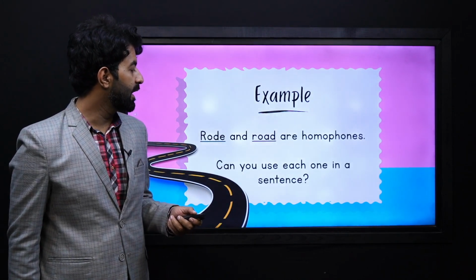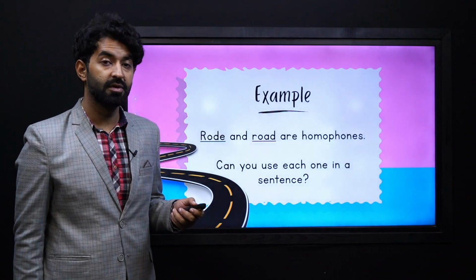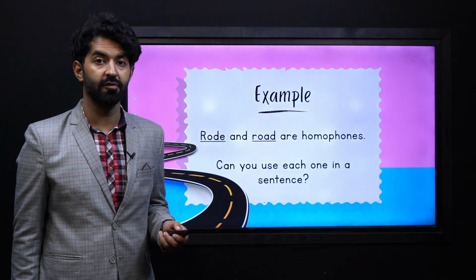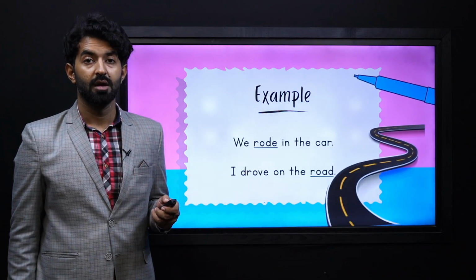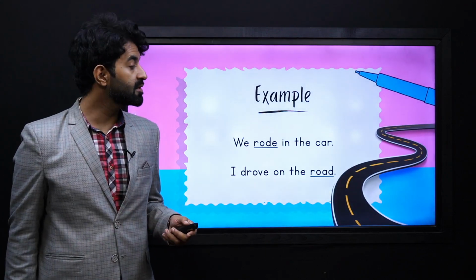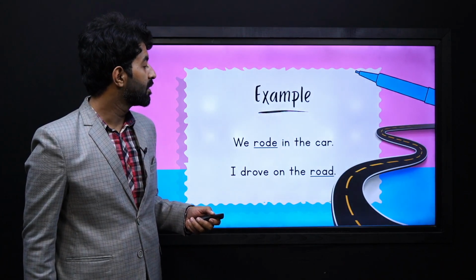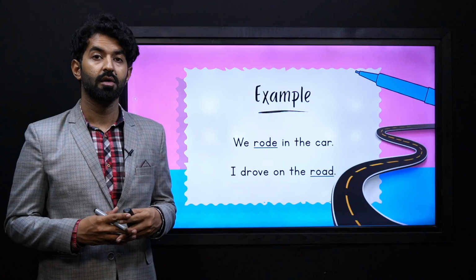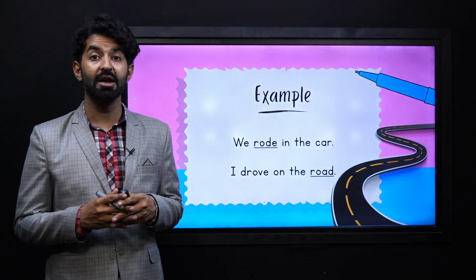Another example is road and rode. These two are also homophones. Can you use each one in a sentence? We have so many different examples that are coming in front of you. Now, we rode in the car. This is a third form of the word ride.